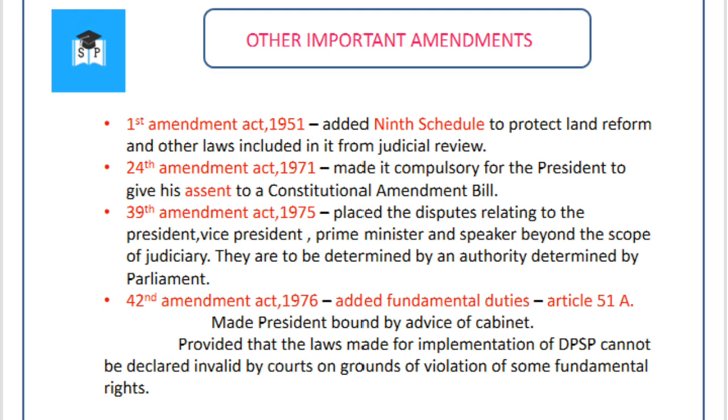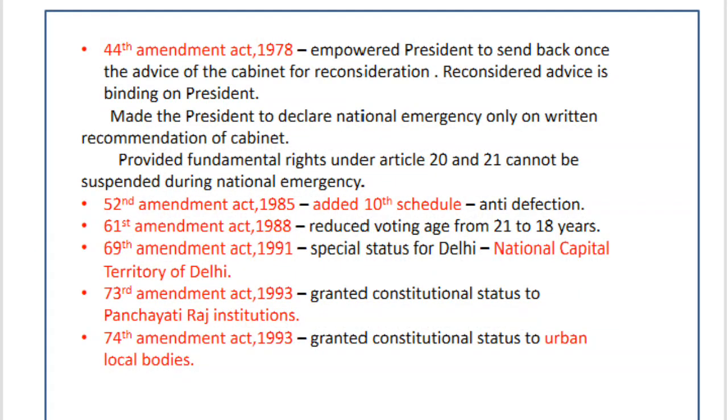Then the 42nd Amendment Act of 1976 made certain other provisions. Its major one is that it added the fundamental duties, that is Article 51A or Part 4A. It also made the President bound by the advice of the Cabinet. It also provided that the laws made for the implementation of DPSP cannot be declared invalid by courts on grounds of violation of some fundamental rights.